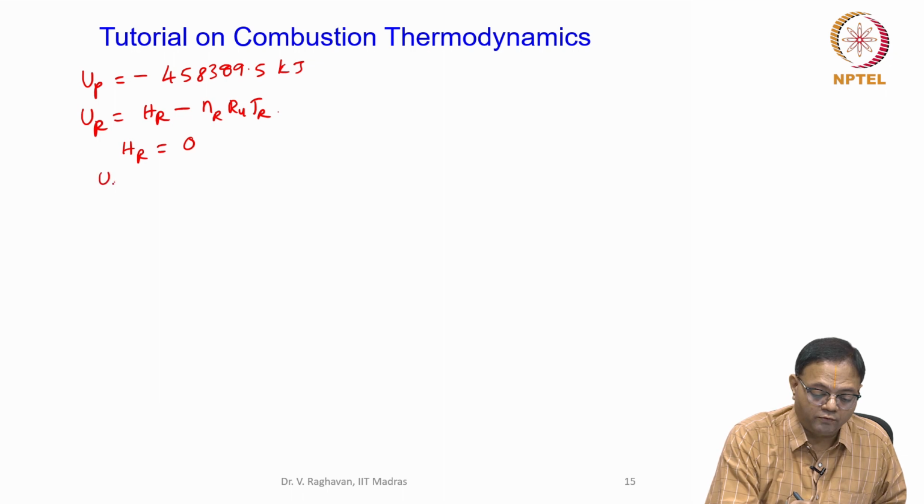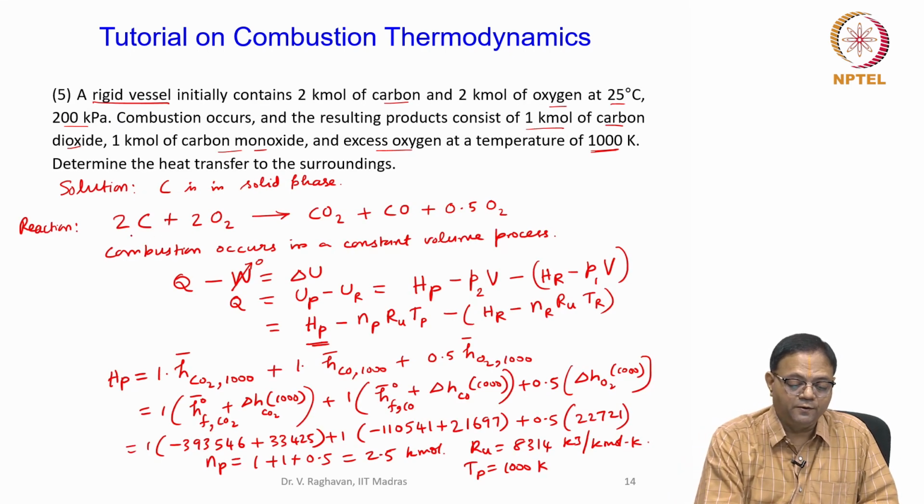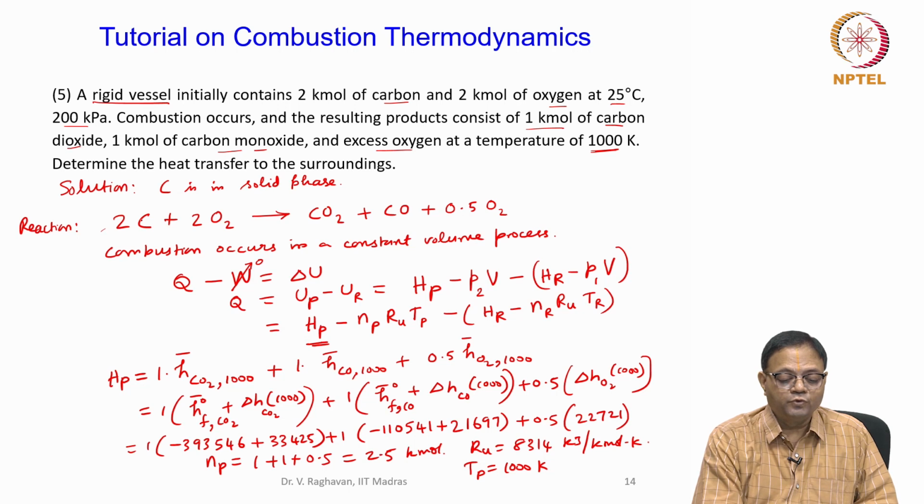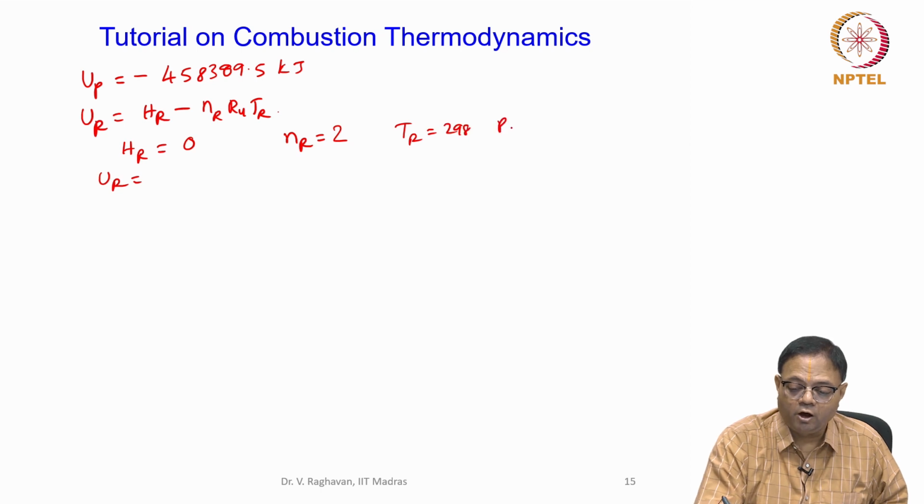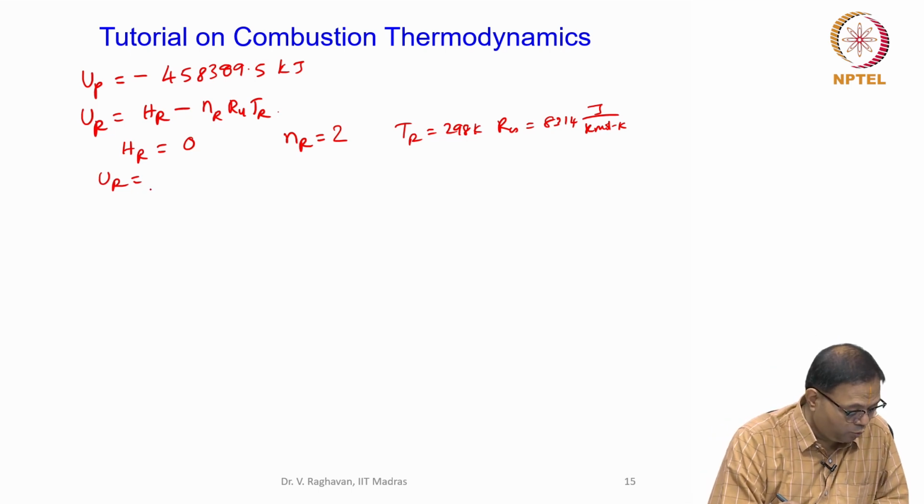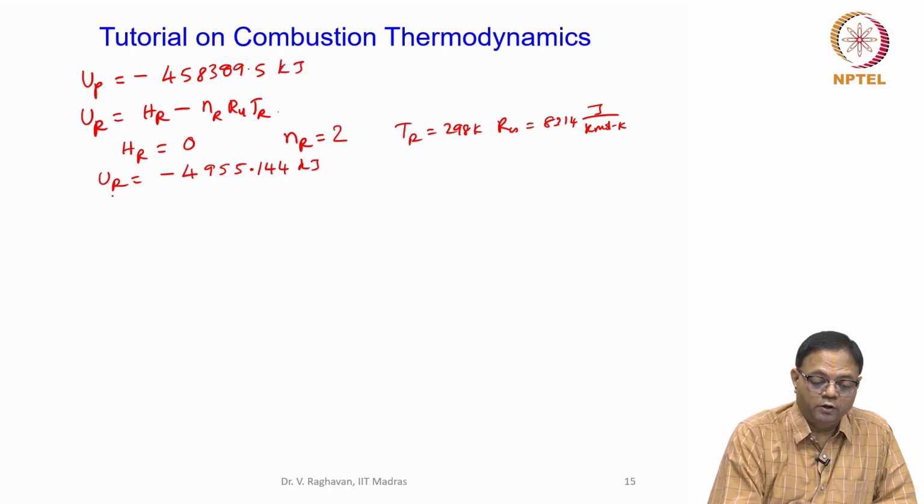So, that means UR will be equal to... again I have to calculate NR, the number of kilomoles. Now if you see the reactant side, this is solid state, so the kilomoles cannot be counted for the solid states. So, the reactant number of moles will be just the number of kilomoles for the oxygen. So, this will be 2, and TR equal to 298, RU equal to 8314 joule per kilomole Kelvin. The previous page also will be joule, not kilojoule. Okay, so now substituting this, I will get UR will be equal to minus 4955.144 kilojoule.